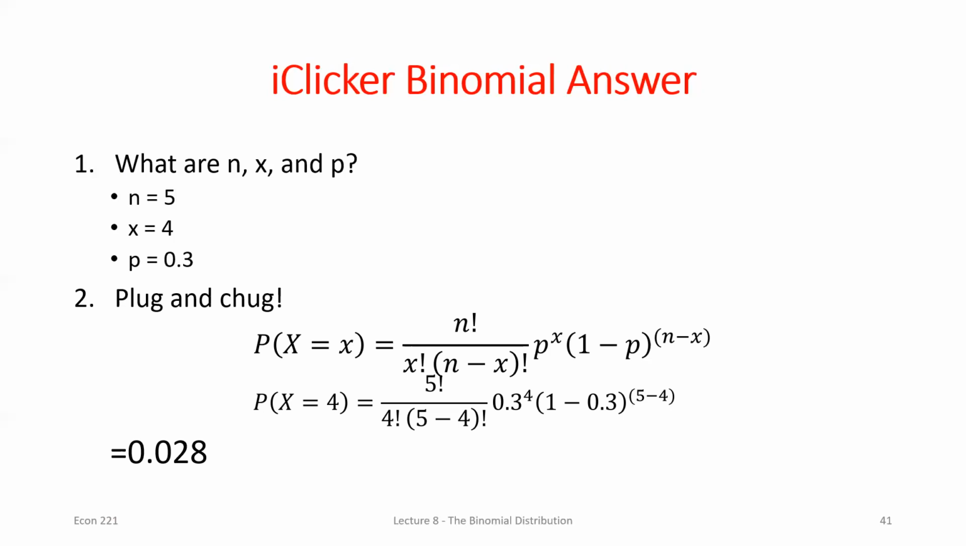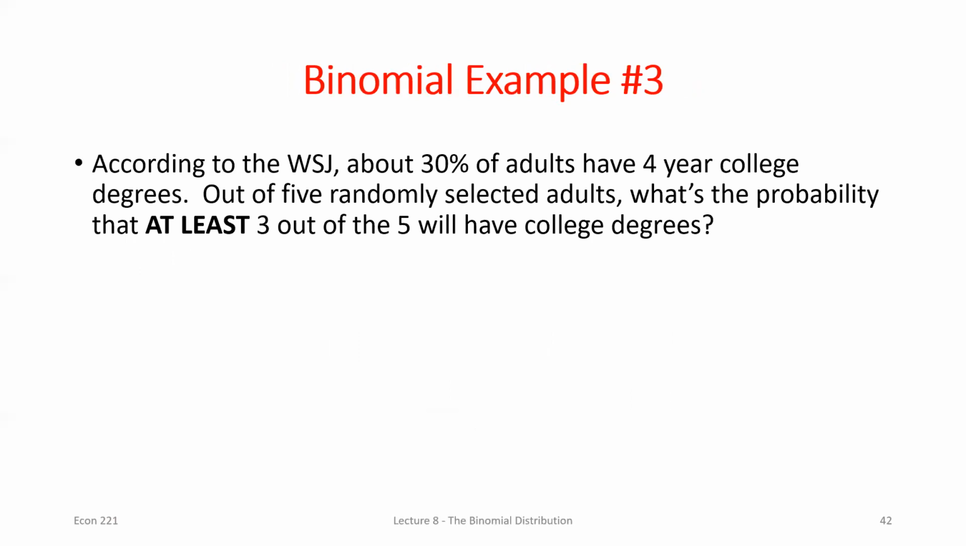So let's go one step further with this. What if I wanted to know the probability that at least 3 out of the 5 will have a college degree? At least 3 out of 5 is really saying, what's the probability X is greater than or equal to 3? Because we're dealing with a discrete random variable, we can only see integer values. What are the only outcomes that I could see that would fit that criteria? 3, 4, and 5.